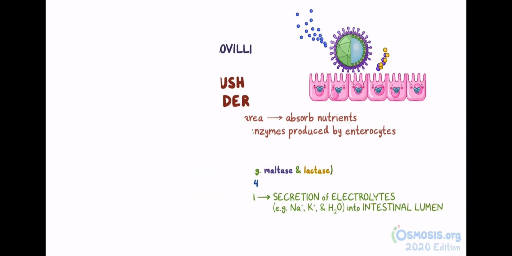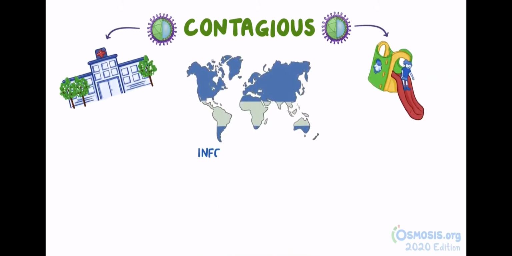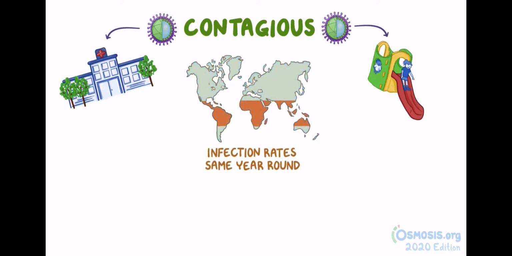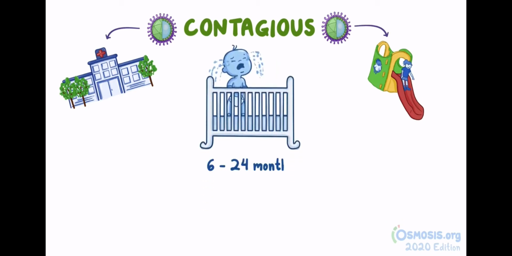Okay, now rotavirus is very contagious, so you only need to come in contact with a small amount to catch it. As a result, it spreads quickly in close-quarter settings like hospitals and daycares. In temperate climates, infection rates are higher in the winter months, while in tropical regions, it stays the same year-round. And in terms of who gets sick, children between 6 and 24 months of age are particularly at risk because they don't have immunity to the virus yet.